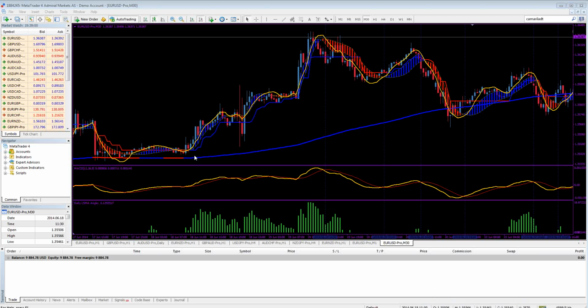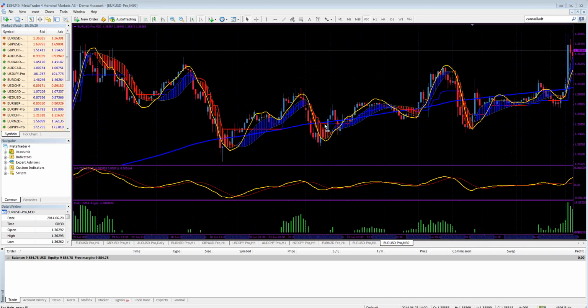So at this point, longs can be traded. You can see that MACD has crossed up. Yellow line is above the ribbon and LSMA is green. So long entries can be found here. It's an ideal situation.